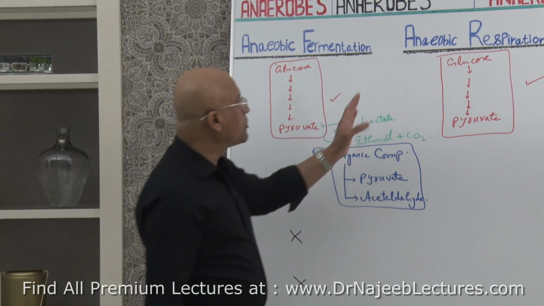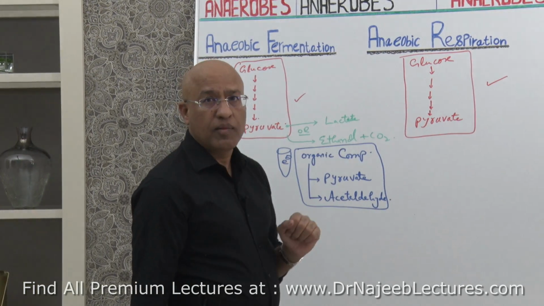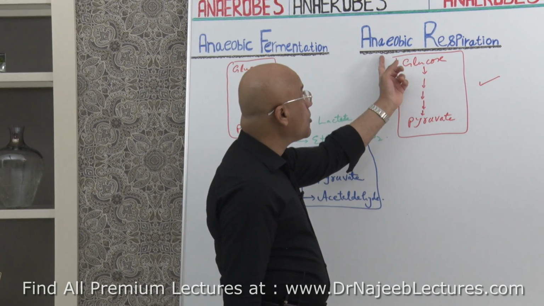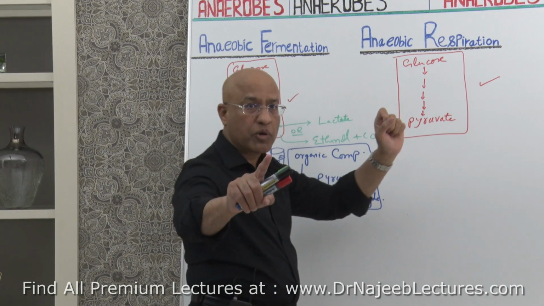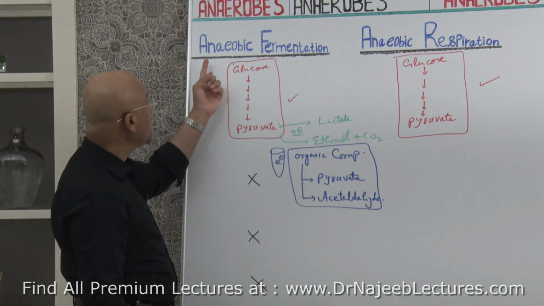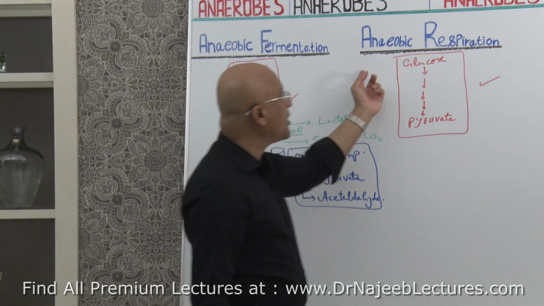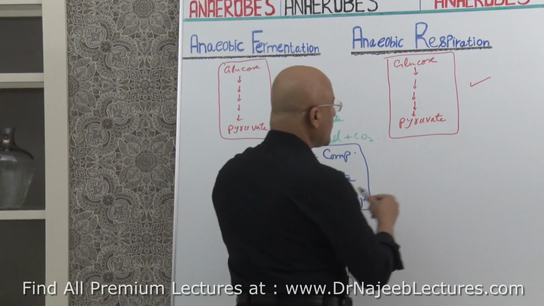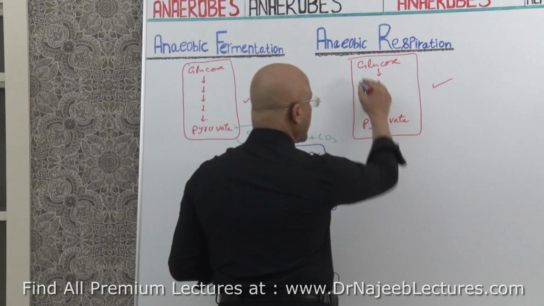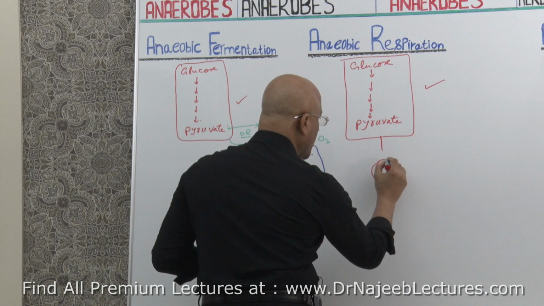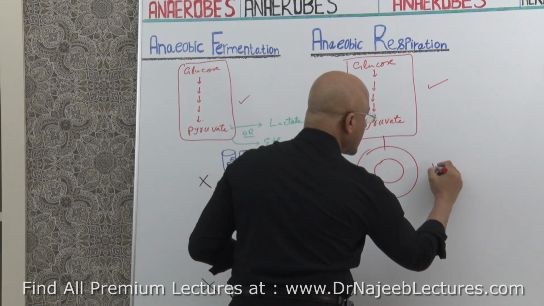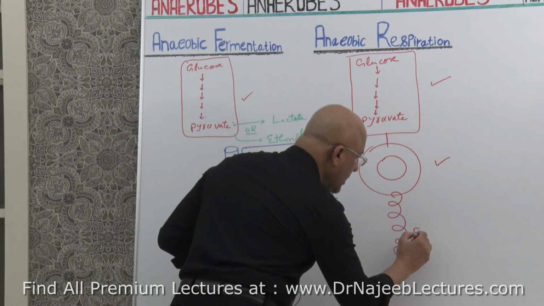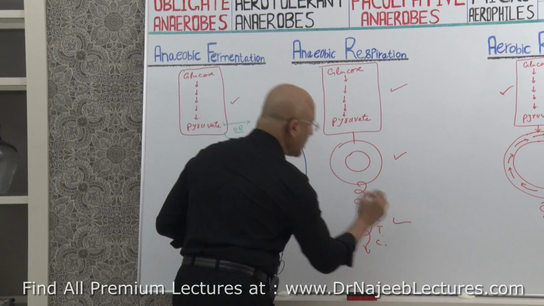Now, we move to another anaerobic mechanism of producing energy. This mechanism is called anaerobic respiration. Now, I'm going to tell you the difference between anaerobic fermentation and anaerobic respiration. In anaerobic respiration, glycolysis is there, the Krebs cycle is also there, and the electron transport chain is also there.